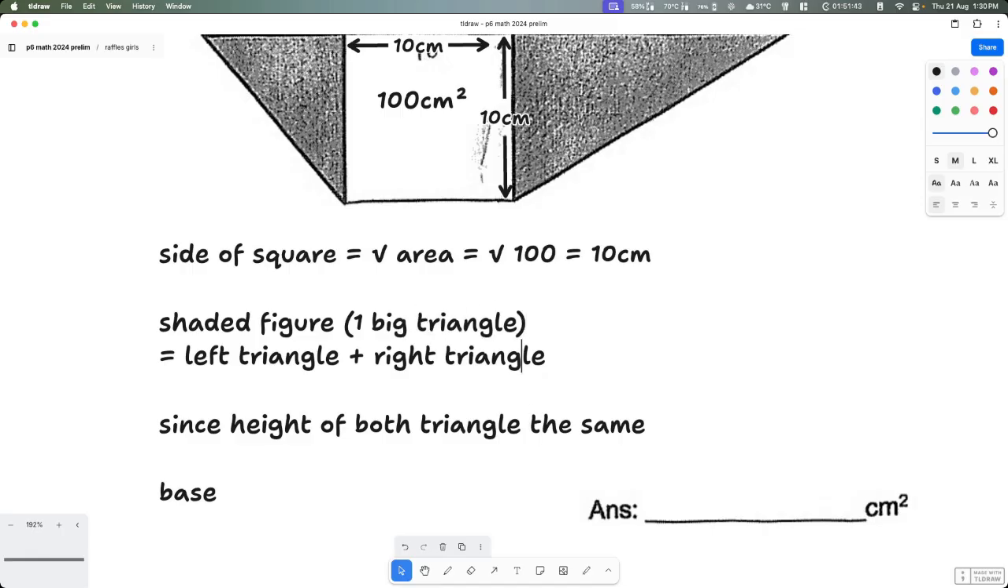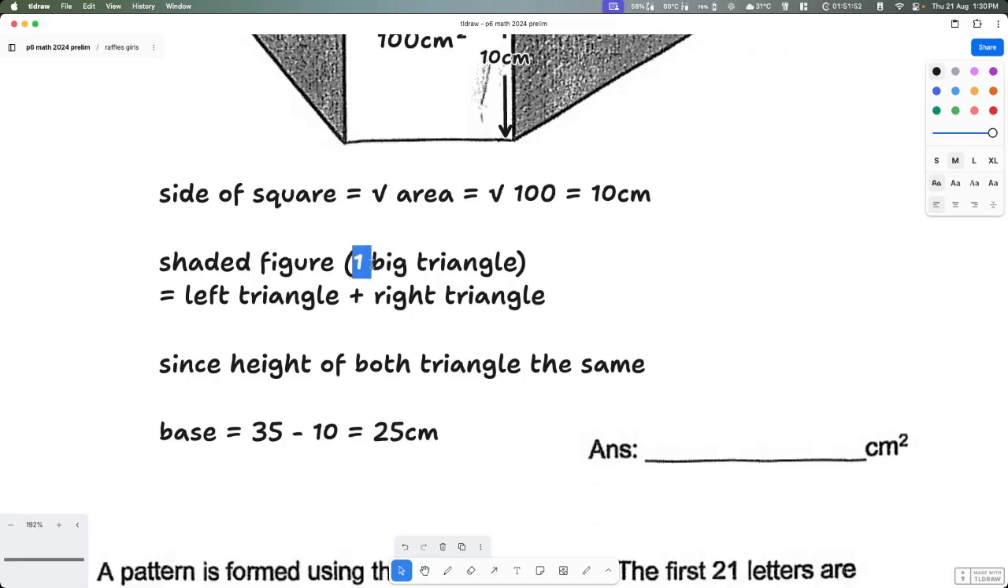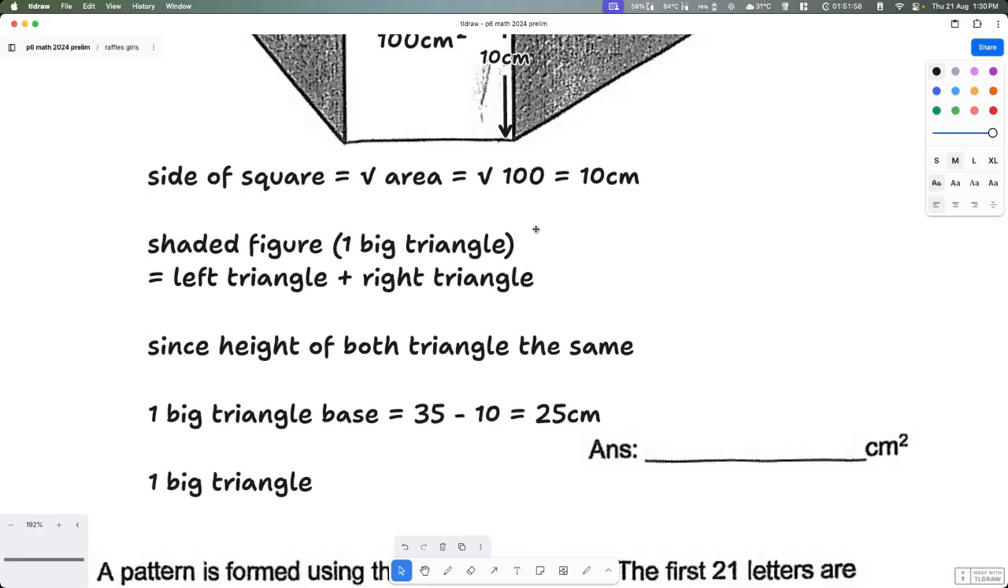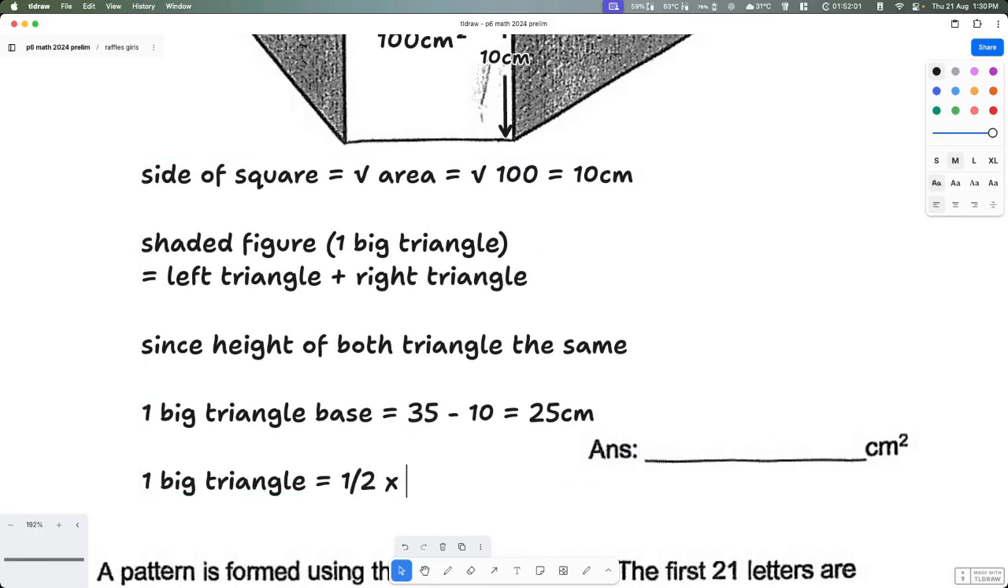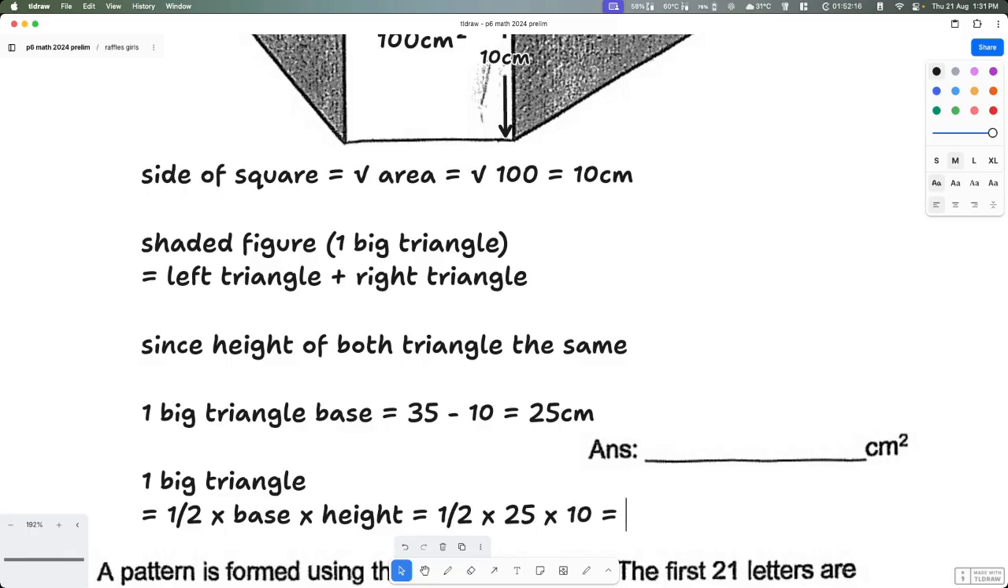Okay, so base is equal to 35 minus 10, equal to 25 centimeters. So one big triangle is equal to half times base times height, is equal to half times the base is 25 times height is 10. So this will be half times 250, which is 125 centimeter square. There you go. So the answer to this is 125.